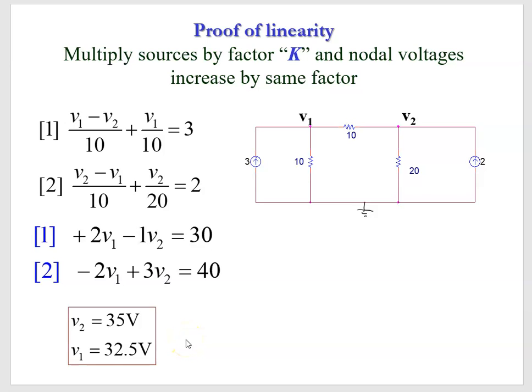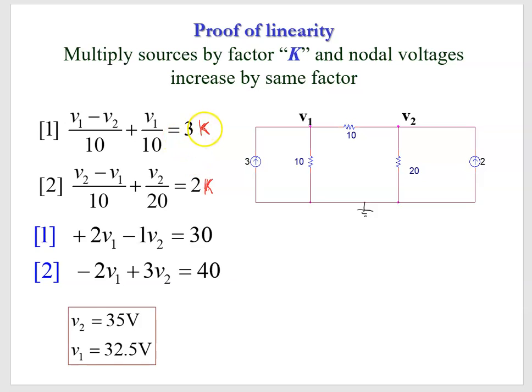So what does that have to do with linearity? Well, what if we multiply each of these sources by that constant factor k? So it's any factor there, right? We multiply both of these sources by k. Well, how does it change our results? We multiply that by k.